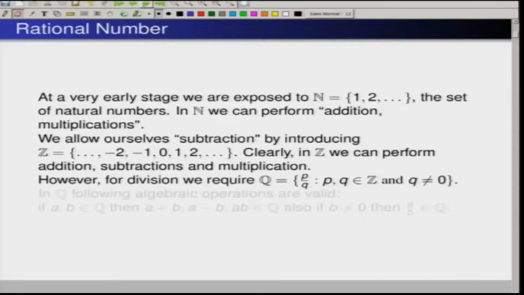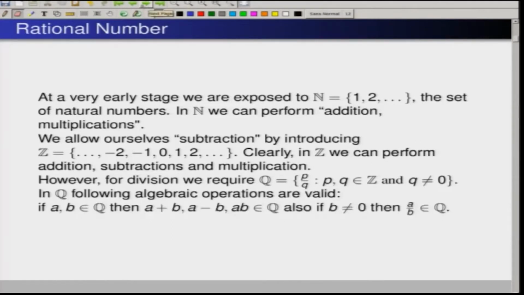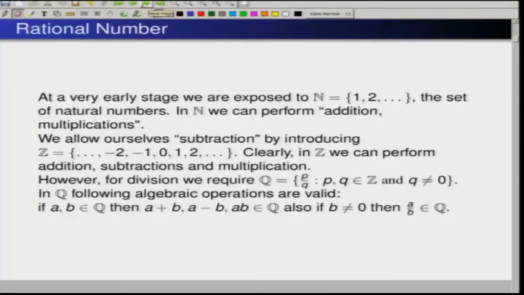But for division we need the set of rational numbers, which means any number represented in the form p by q, where q is not equal to 0. In this set of rationals we can add two rationals and we get a rational number, we can multiply and still get a rational number, we can subtract, and if b is not equal to 0, then we can divide a by b, which is going to be a rational number again.